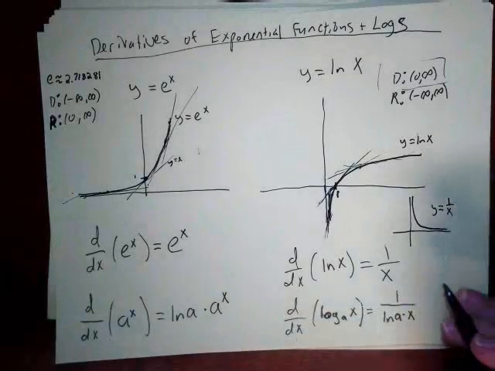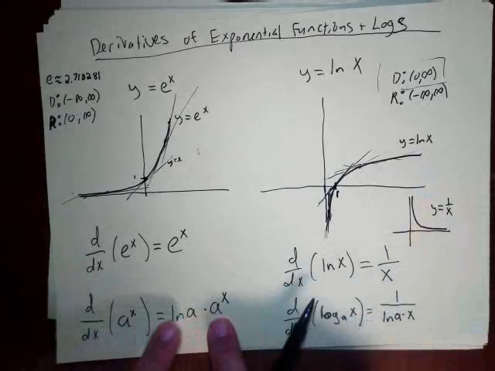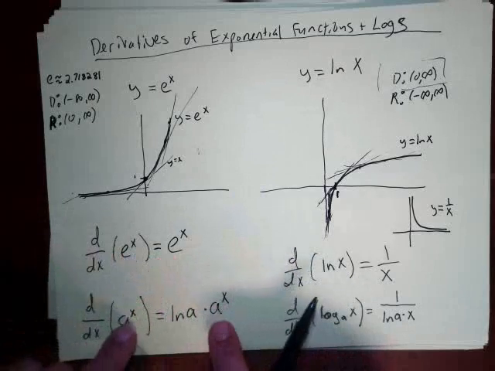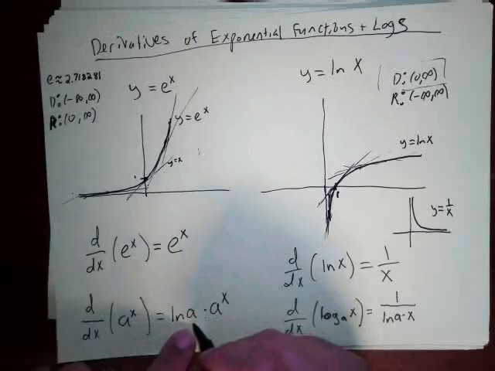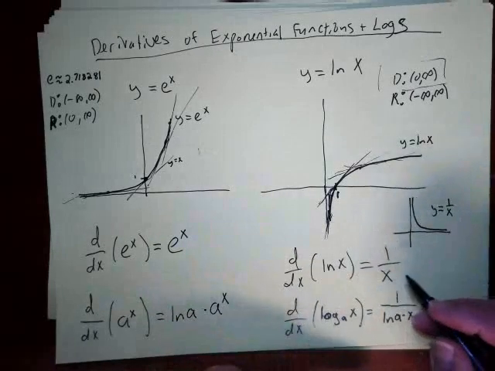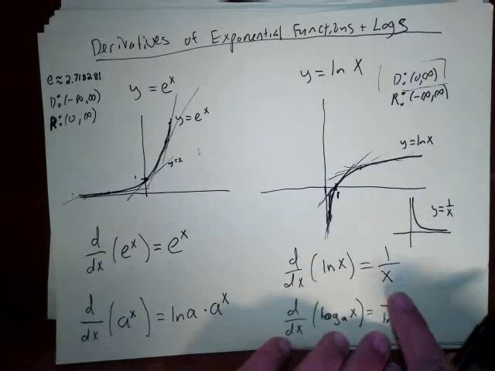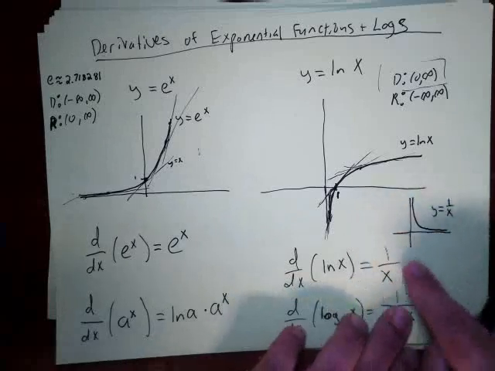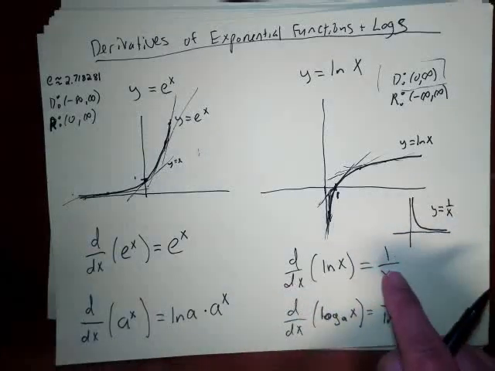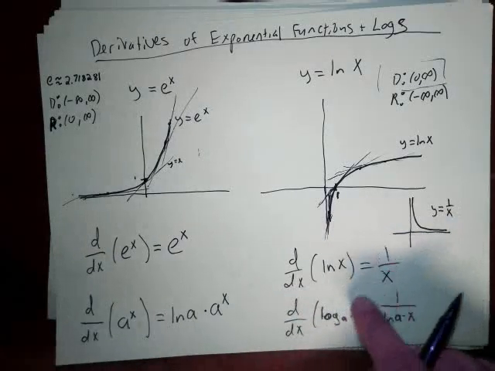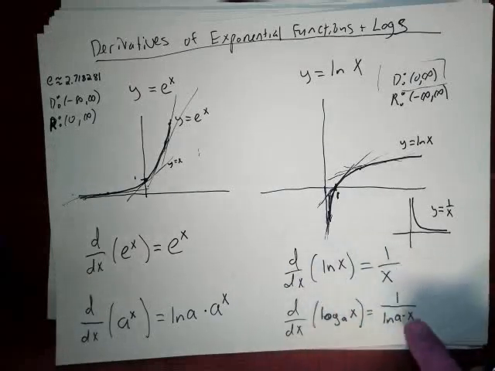Okay, so you can think of these as being proportional. This is equal to itself. This is proportional to itself, and the constant of proportionality is just the natural log of a. Here you can think of this as being 1 times the natural log of a times 1 over x, if you wanted to. So this is kind of equal to that, but there's a constant. It's proportional to that, but there's a constant of proportionality that's 1 over natural log of a.